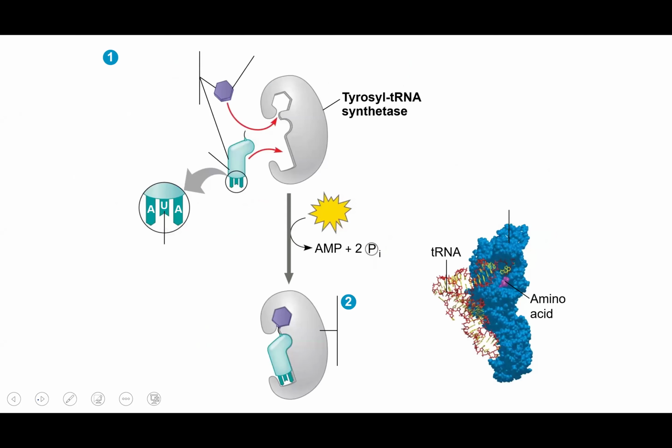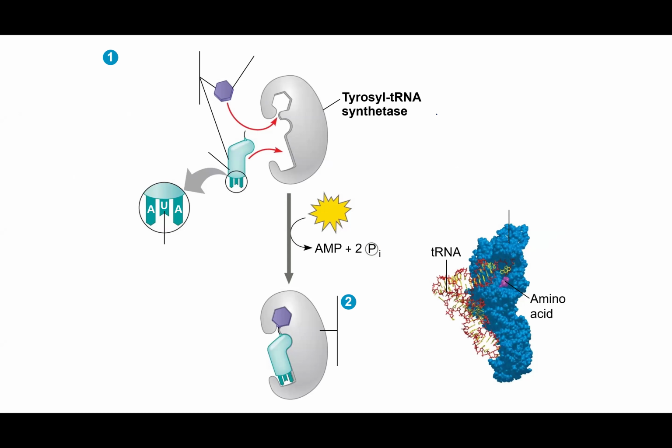So the process of charging a tRNA is the process of attaching that amino acid to the tRNA at the amino acid attachment site. So this involves what? What makes everything happen in biology? An enzyme. Okay. And actually, in this case, we're not going to talk about one enzyme. We're talking about 20 different enzymes because how many amino acids are there? There's 20 amino acids, so there's a different enzyme to attach every amino acid to its tRNA. So there's 20 different enzymes that look like this.